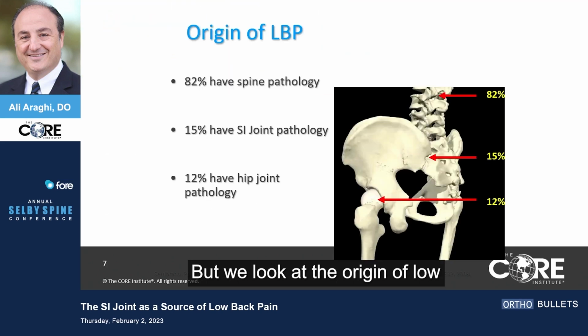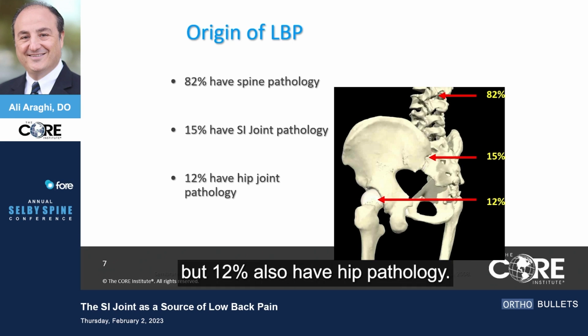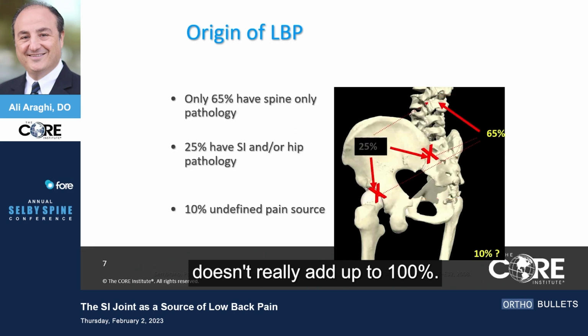But we look at the origin of low back pain, and there's been many different papers written on this, but 82% of these patients have spine pathology, and then 15% of them have SI pathology. But 12% also have hip pathology, and as you see, this doesn't really add up to 100%. Well, when you look, there's a number of patients that overlap and have combined pathologies of what's going on. So it's really important to tease out the pain generator.